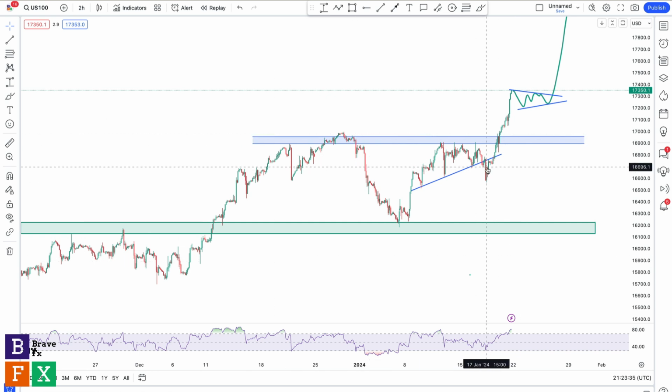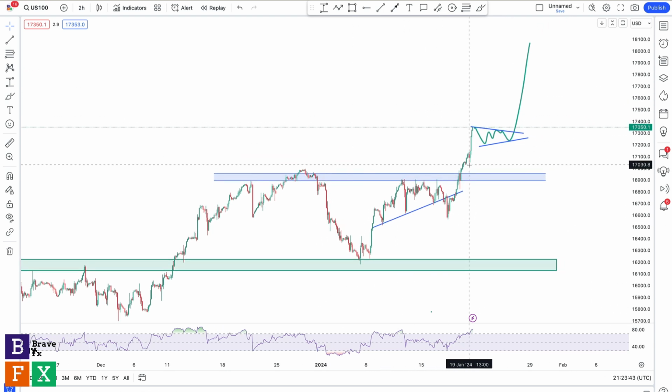You don't want to take quick profits for a bearish trade when it's clearly a bullish trend. So that's what I was trying to explain on gold. So rather than looking for bearish trade opportunities, look for bullish trade opportunities because we're in a bullish trend. So this is my outlook for Nasdaq real quick.